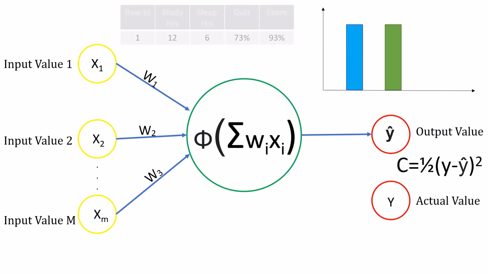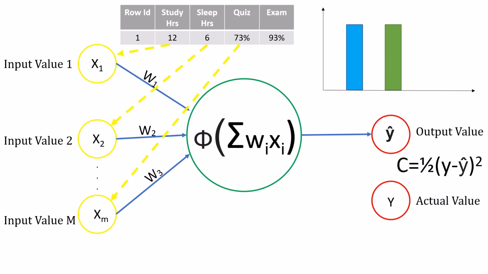Let's take an example where we are trying to predict the percentage of the student in the exam. For now, we'll consider one row of the dataset. The independent variables are how many hours did the student study, how many hours did he sleep, and what were his marks in the quiz. These values are fed into the neural network and the percentage in the exam is predicted. Then it is compared to the actual value y, which is 93 here.